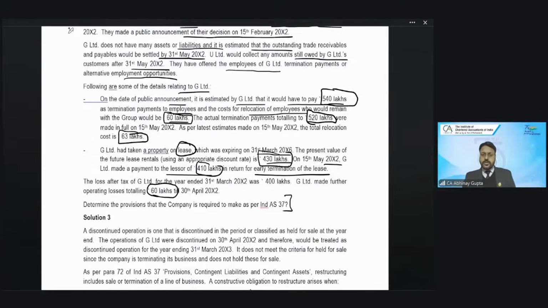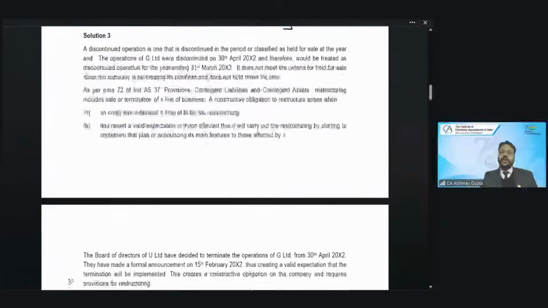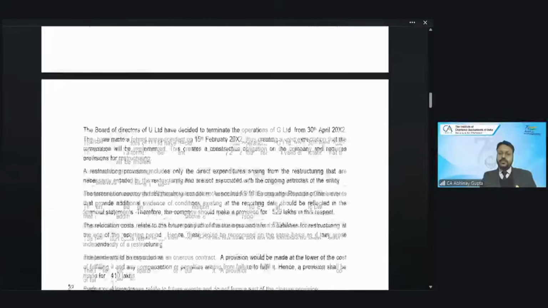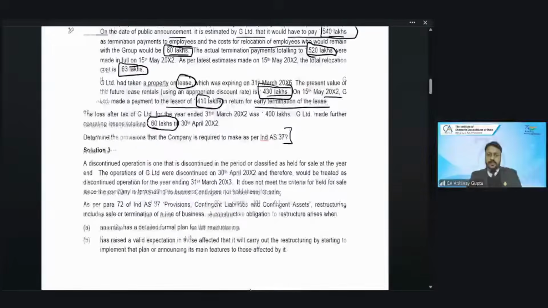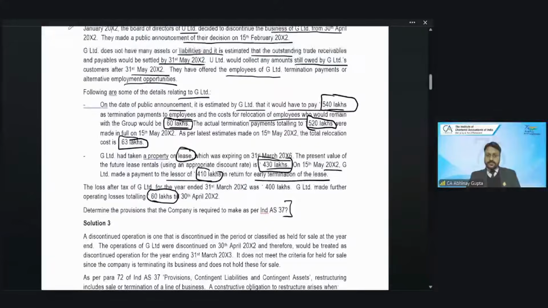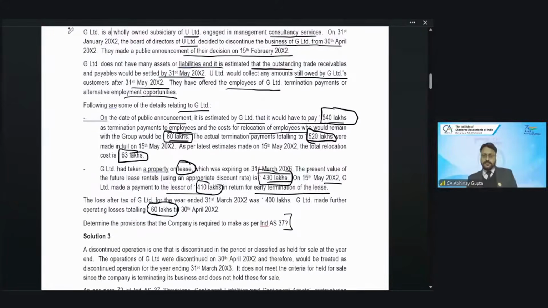Early termination. Because this has also been settled before the approval of the financial statements, Ind AS 10 has also become important, and hence the provision in the books is 410 lakhs. So 930 lakhs is the total provision. Now, why did we not consider the 60 lakhs? Sir, 60 lakhs, why are we not considering? It is relocation expenses, which is not allowed.